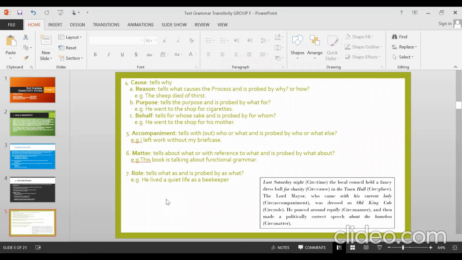5 is accompaniment. Tells without who or what and is probed by who or what else. Example, I left work without my briefcase. 6 is matter. Matter tells about what or with reference to what and is probed by what about. Example is this book is talking about functional grammar. The last is role. Role tells what as and is probed by as what.